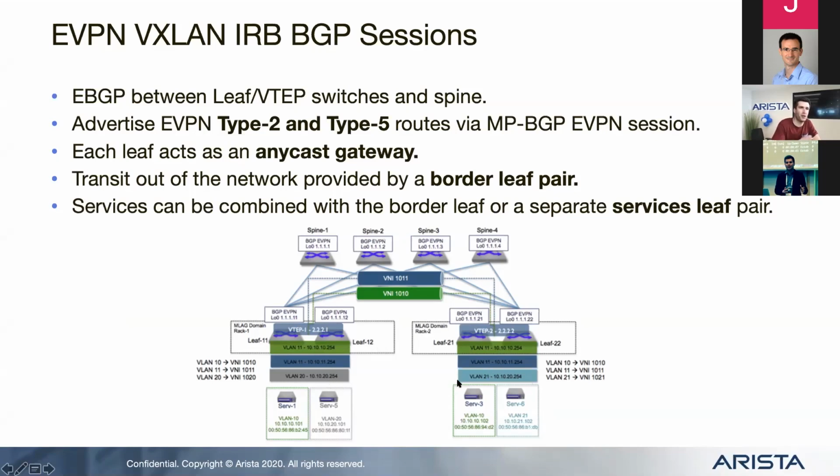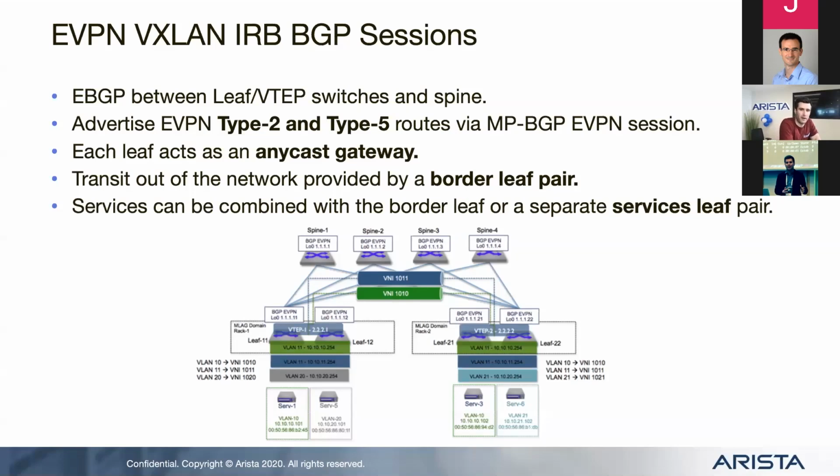But in addition to stretching these layer 2 domains, we provide the ability to route between them as well. So routing happens directly at the top of rack switch. The routing will happen closest to the endpoint from where the traffic is coming from, and then it can send it to the destination BTEP if it needs to as well.